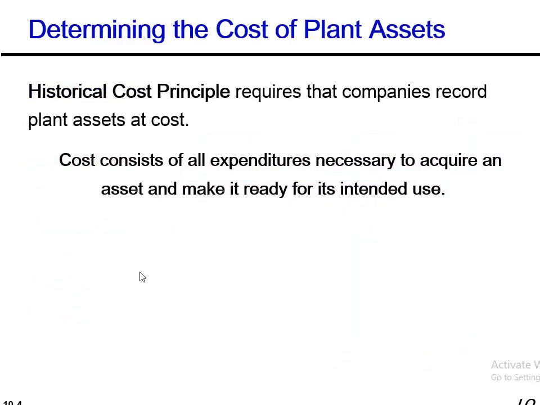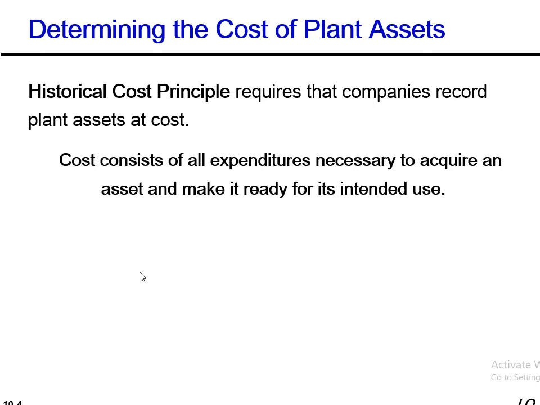How do I calculate the value or the cost of plant asset? When I say cost of plant asset, I mean the amount which I will be putting in my balance sheet against plant asset. Like let's suppose if I have land, how much value I'm going to put for the land. If I have building, how much value I'm going to put for the building in the balance sheet.